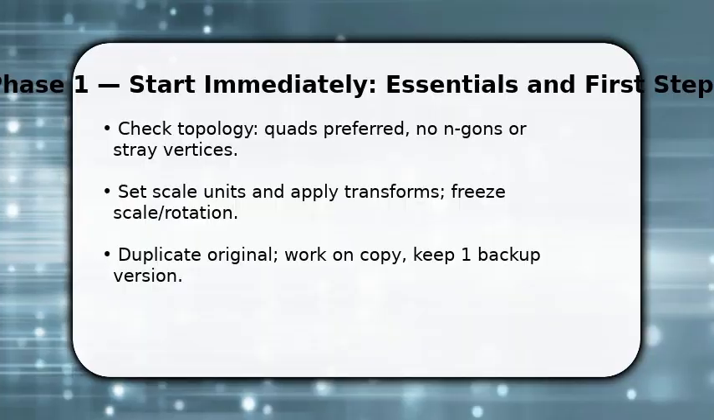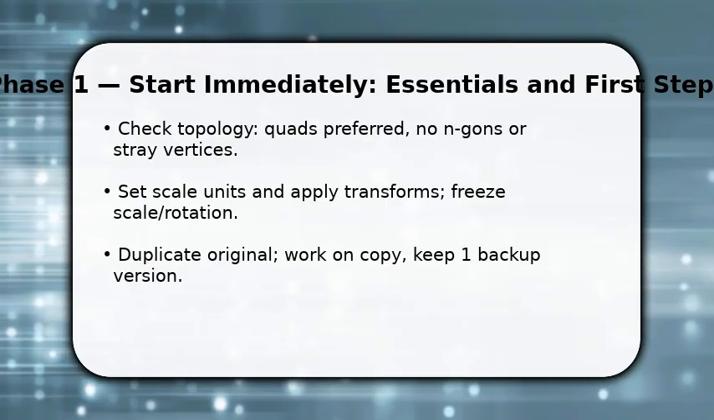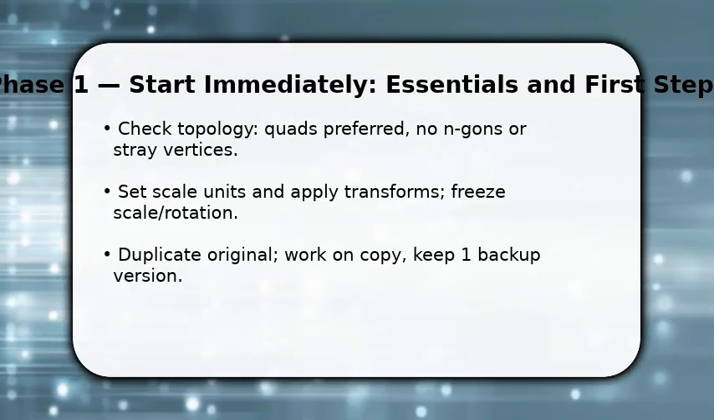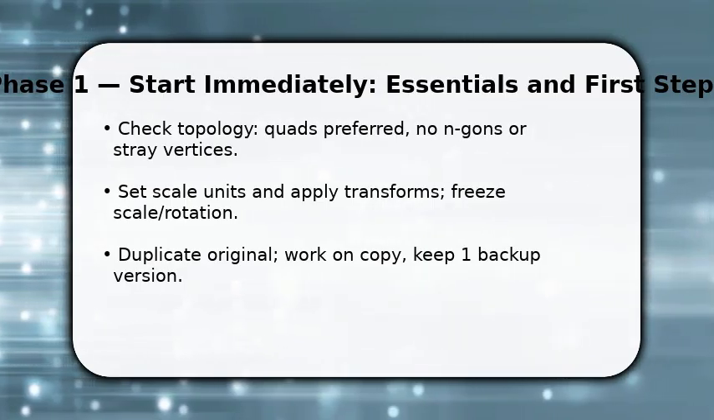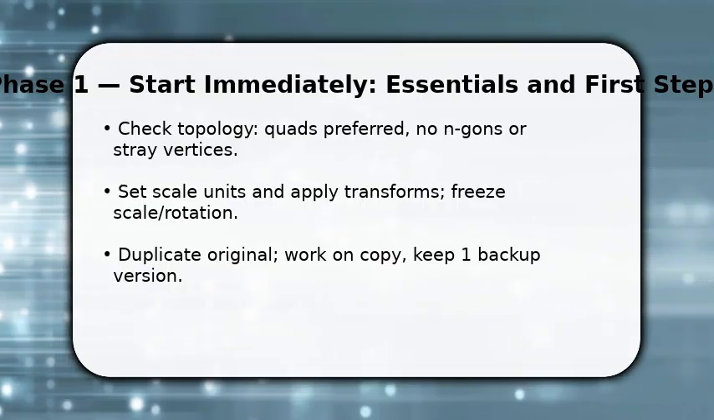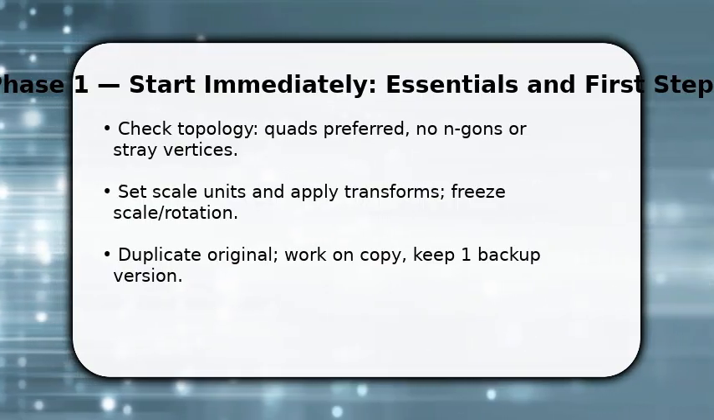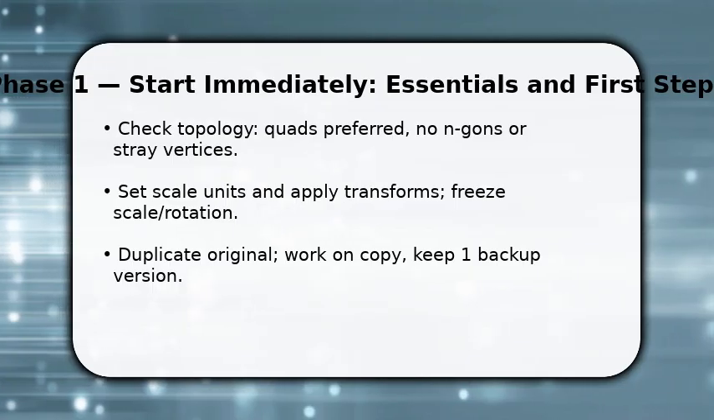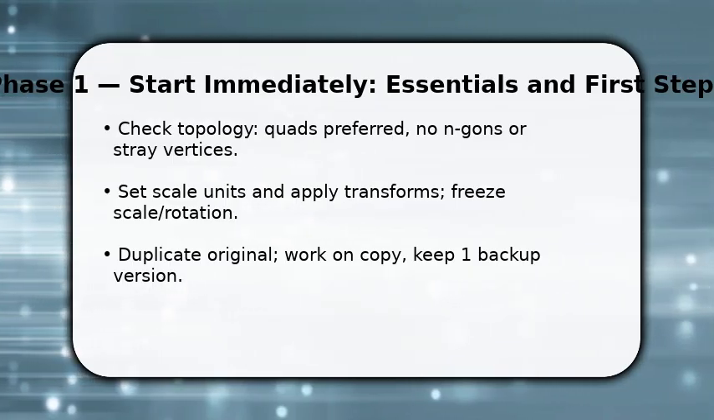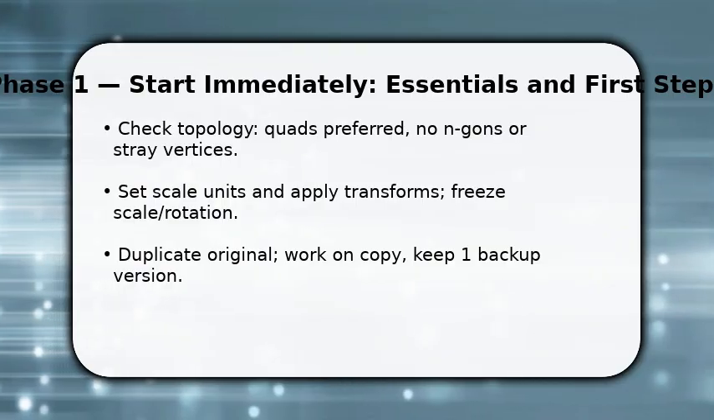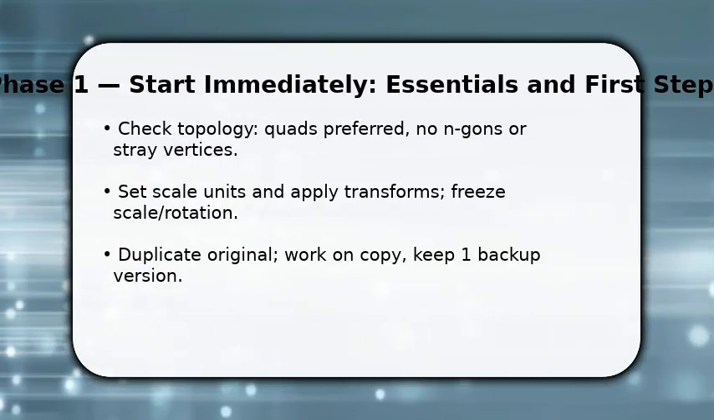Enjoy the video. You start by inspecting topology and immediately fixing glaring issues. Remove n-gons and isolated vertices so the mesh will behave predictably. Once done, apply transforms and set your scene units to avoid scale mismatch. Then duplicate the original mesh and lock that backup. This protects you from destructive changes.